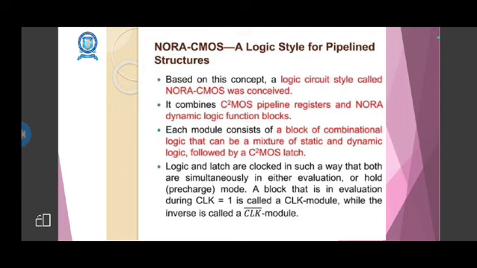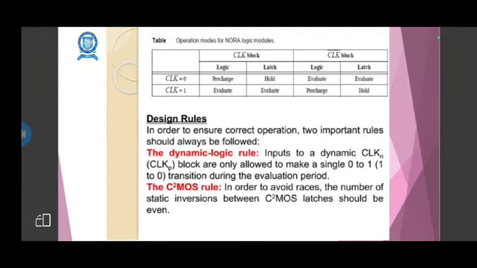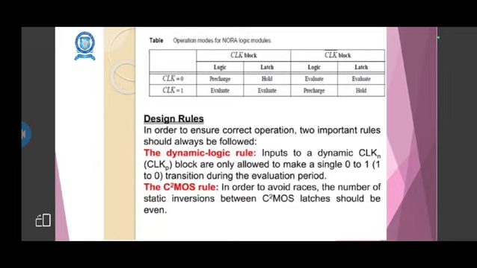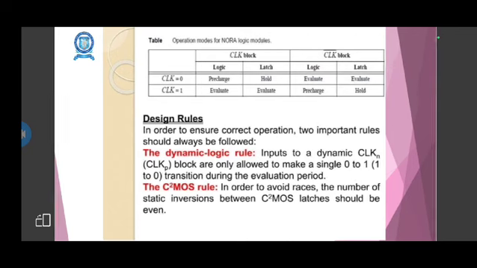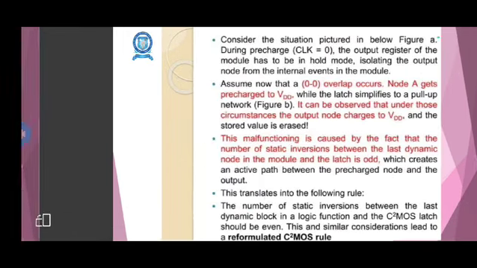These are clocked in such a way that they are simultaneously evaluated or held, depending on the clock. This ensures the design rules where we can precharge, hold or evaluate based on the clock value. When the clock value is 0, the logic is precharged and the latch is in the hold position, while for the clock bar, the logic is in the evaluate position and the latch is in evaluate. When clock is equal to 1, for the clock bar logic block the logic will be evaluate and the latch will be evaluate. Logic will be precharge and the latch will be in the hold position.